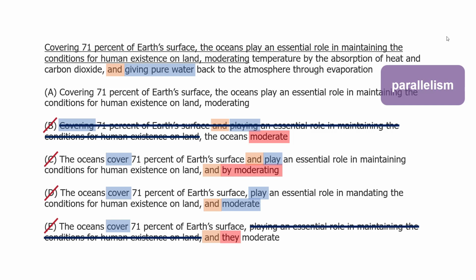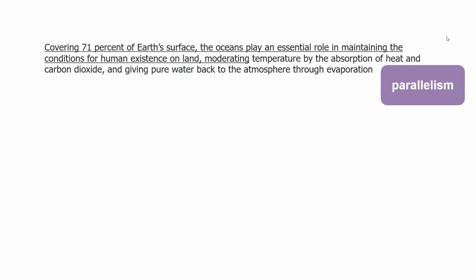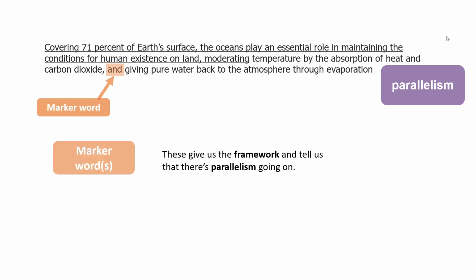Just to consolidate our understanding of parallelism, let's look carefully at the correct answer. I talked about "and" being a marker word for parallelism, and it's important to remember that before we start looking for parallelism, we want to make sure that it actually applies in the sentence. What other parallel marker words can you think of? I'm sure you know some.